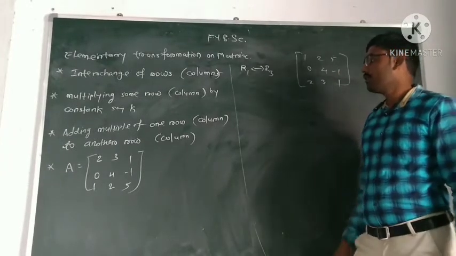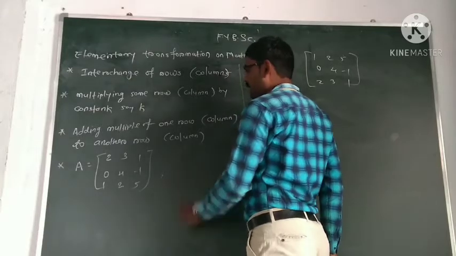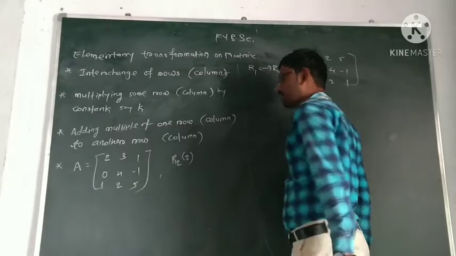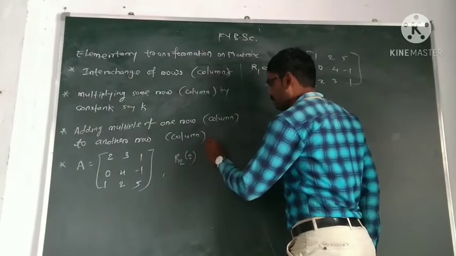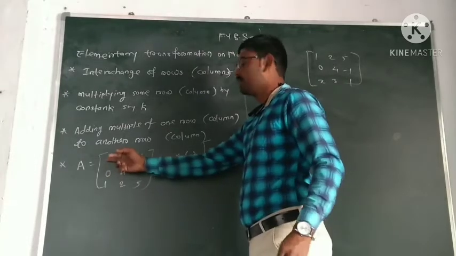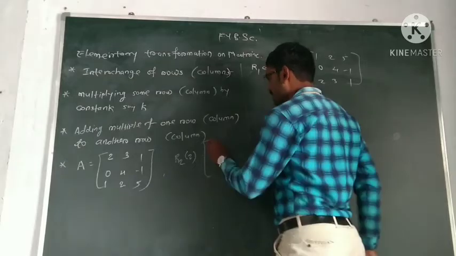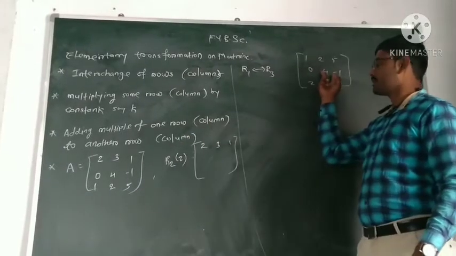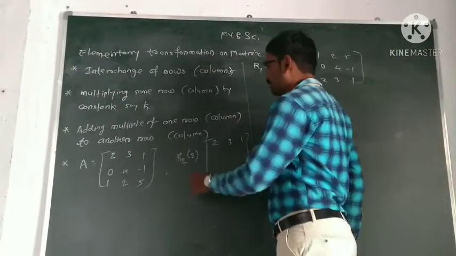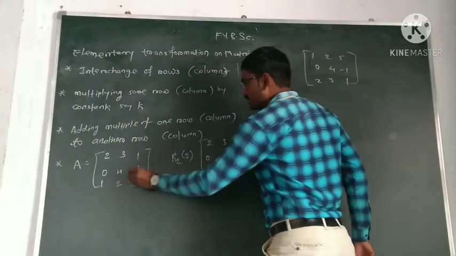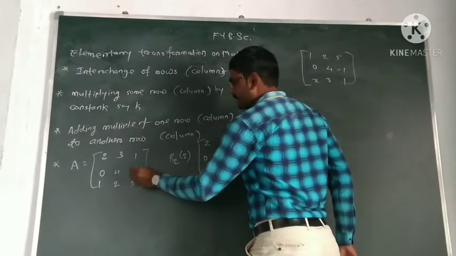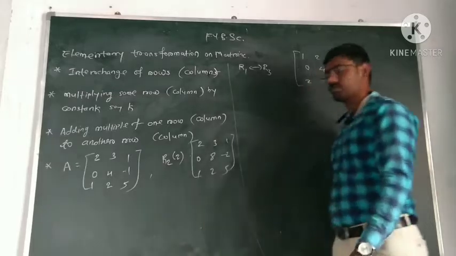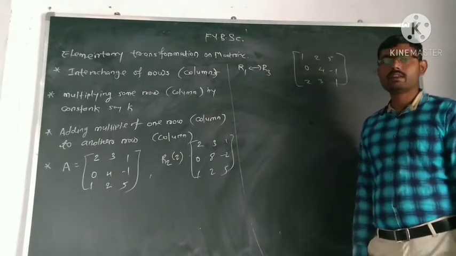We will see another elementary transformation. Just multiply the second row, that is R2, by 2. After multiplying the second row by 2, we will get the matrix. There is no change in the first row, so 2, 3, 1 as it is. We are applying this transformation on the original matrix. Multiply the second row by 2: 0 as it is, 4 into 2 is 8, minus 1 into 2 is minus 2. And the third row has no change, 1, 2, 5. This is also one elementary transformation.